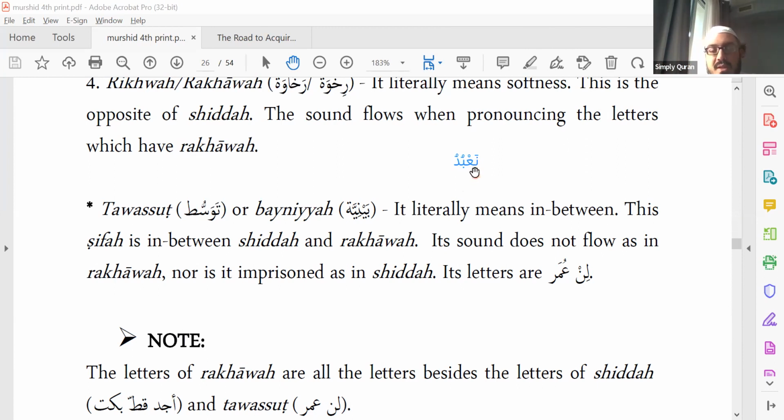So here, ain, I need someone to help me out here. Does it have hams or jahar?